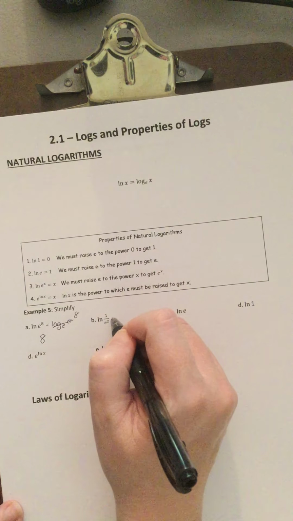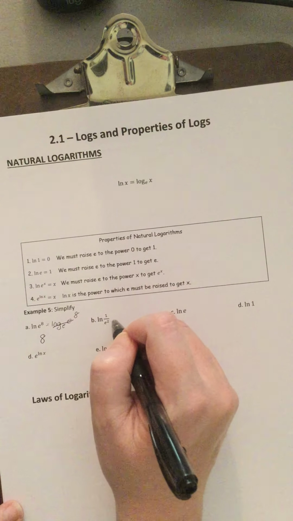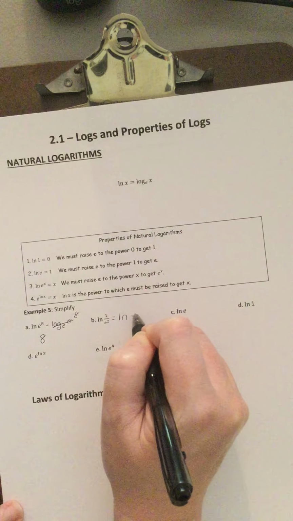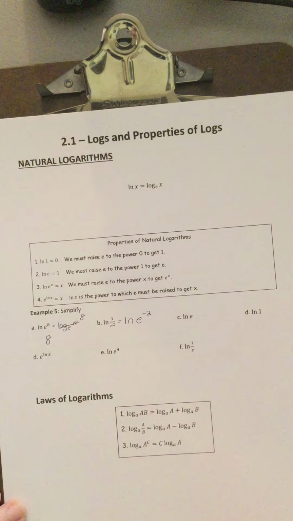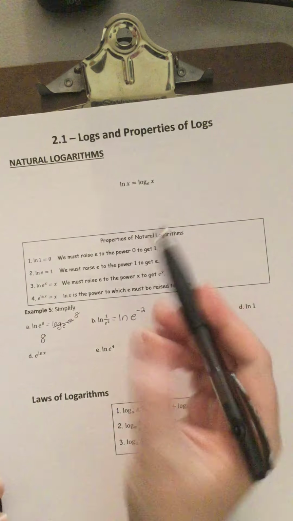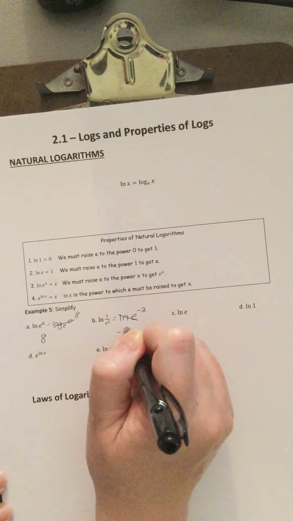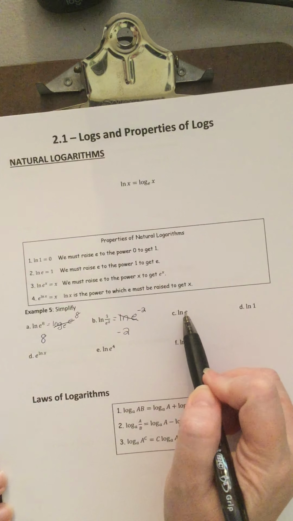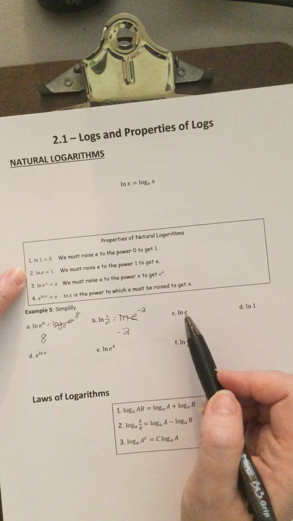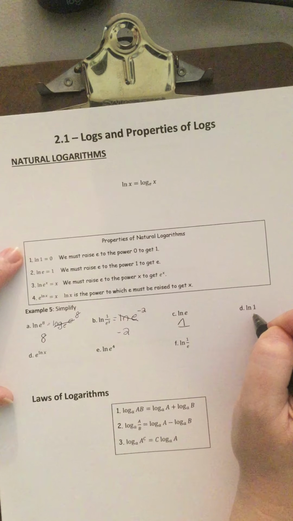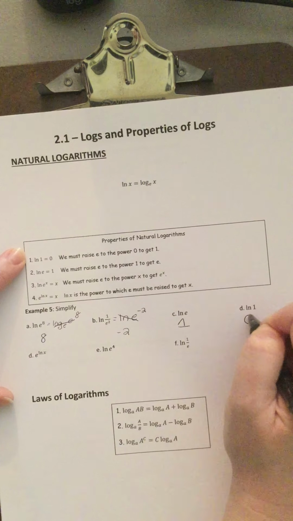All right, this one is written as a fraction, so we need to think about that a little bit. So I would rewrite that as natural log of e to the negative 2. All right, once we're there, that's just like number 3. Those can cancel out, and we get negative 2. Natural log of e, that's just like number 2 right here. So natural log of e is 1. Natural log of 1 is just like up here, it's 0.